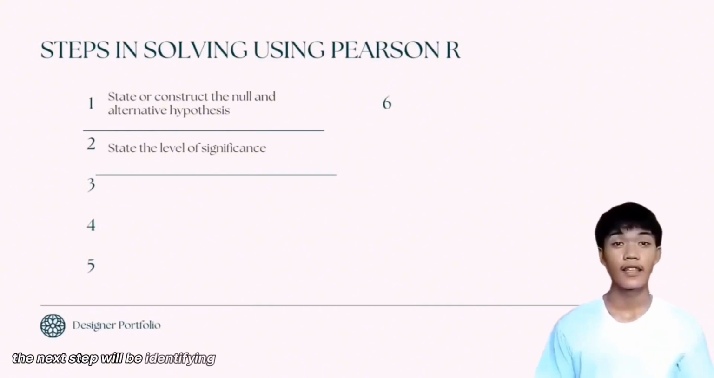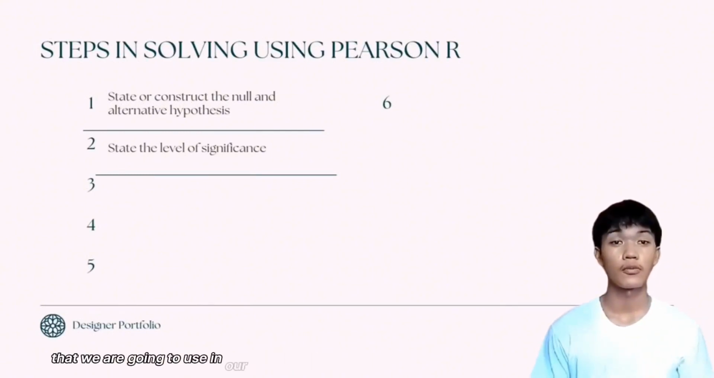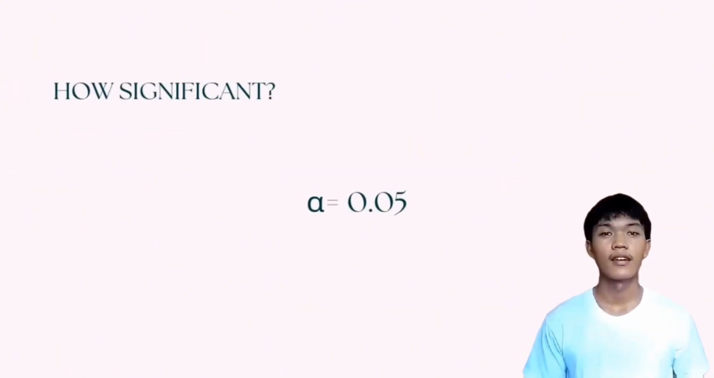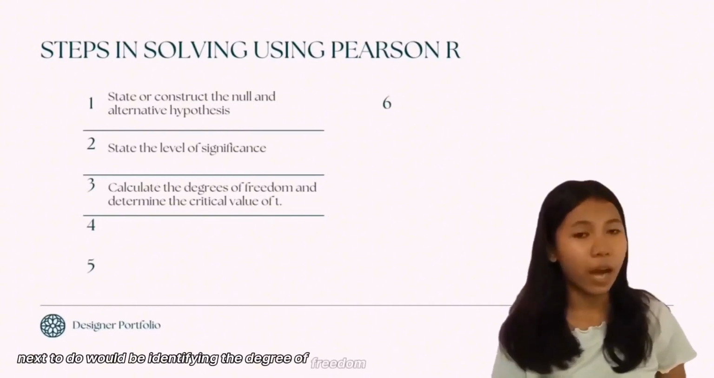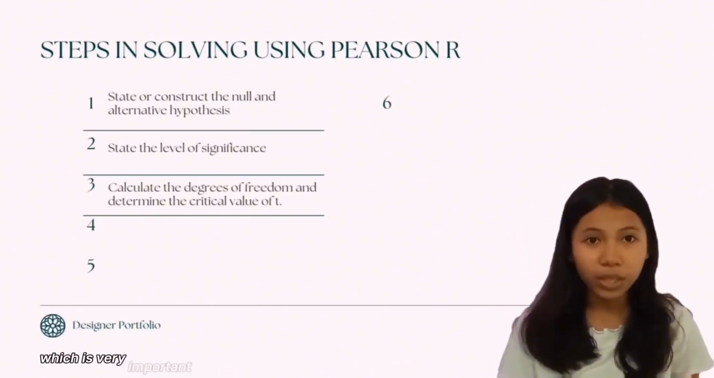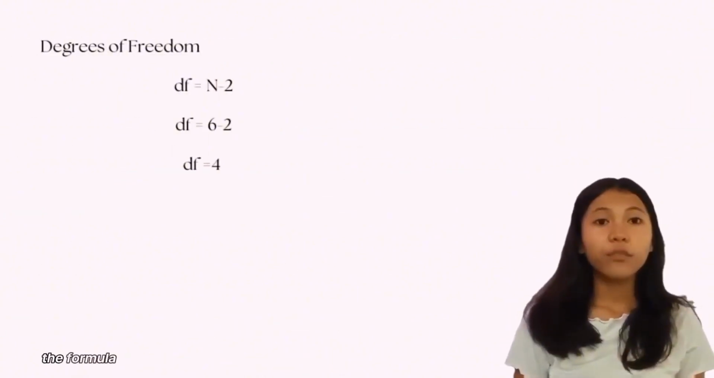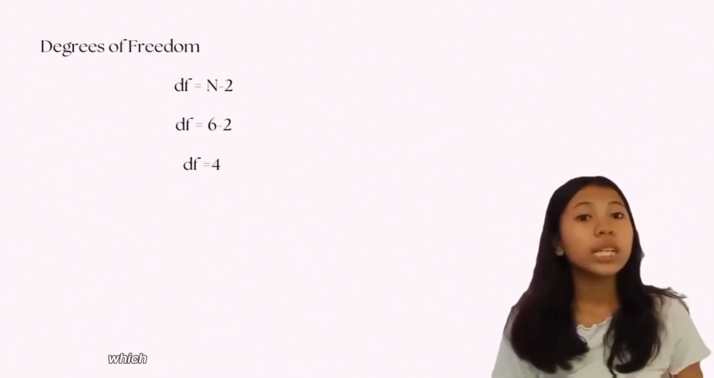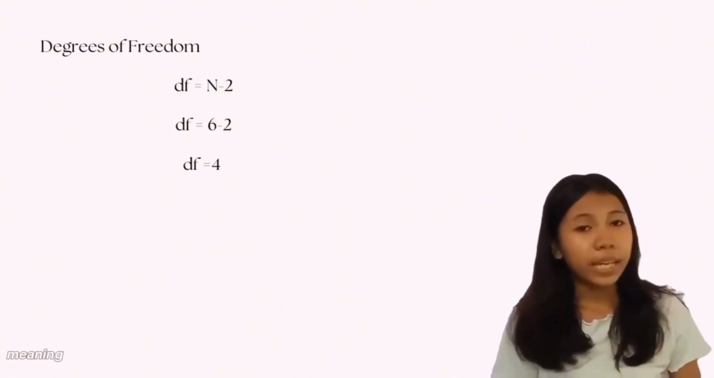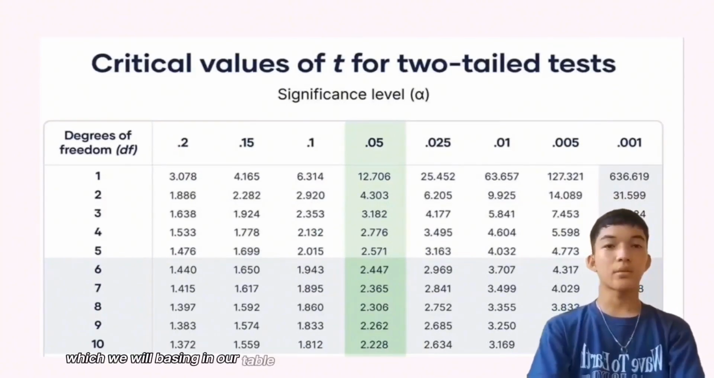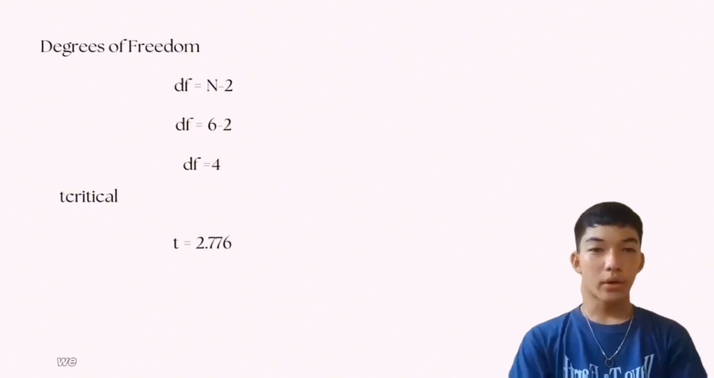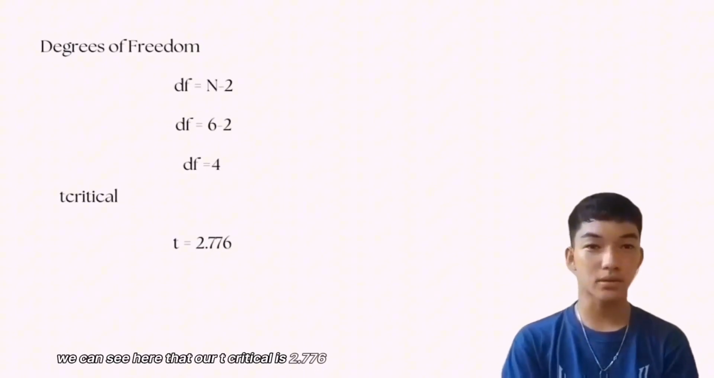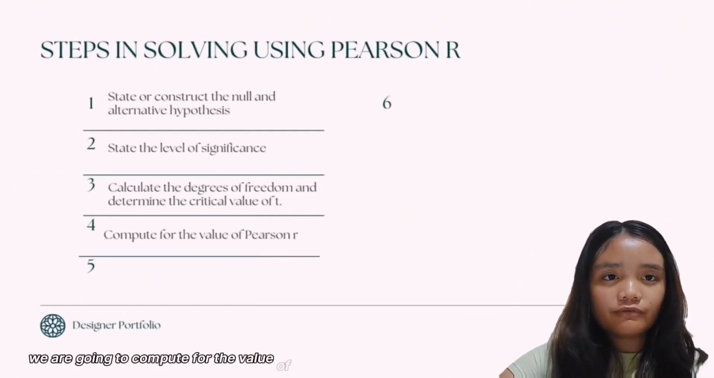The next step would be identifying the level of significance that we are going to use in our computation. Since it was already stated in the statement, our level of significance would be 0.05. Next would be identifying the degree of freedom and the value of our t critical, which is very important for our later discussion. The formula for degree of freedom is n minus 2, which is 6 minus 2, meaning the degree of freedom that we are going to use is 4. Next is to identify the t critical, which we will base on our table above. The intersection of our degree of freedom and our level of significance will be the value of our t critical. We can see here that our t critical is 2.776.